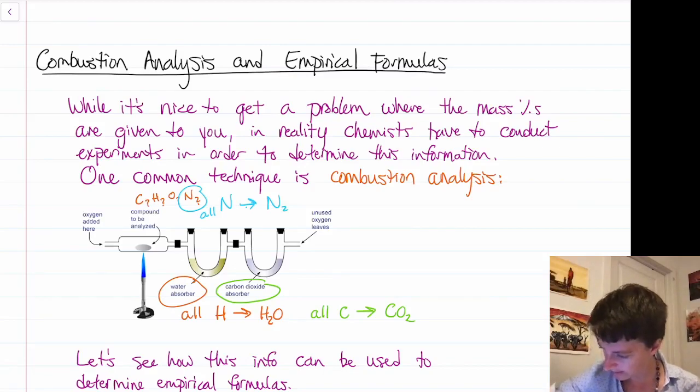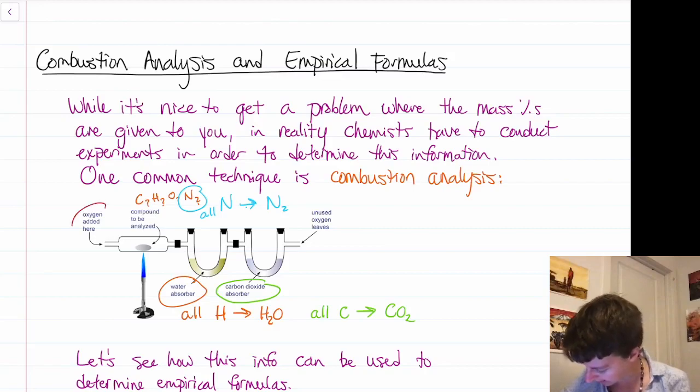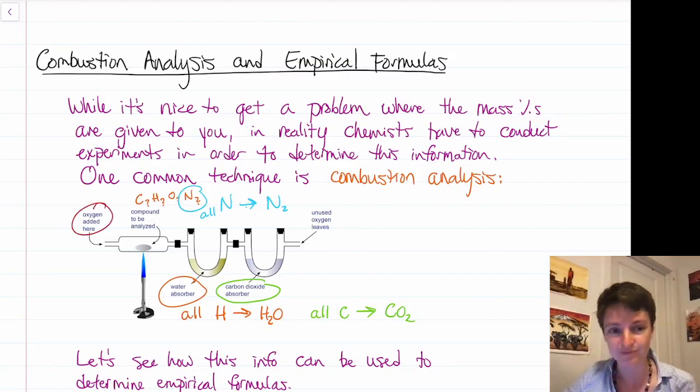Now, what's kind of a bummer about our combustion analysis is that because there's excess oxygen at the start and at the end of the reaction, we're going to have to use a more indirect way to determine how much oxygen must have been present in our original sample. We can't use the amount of oxygen in H2O or the amount of oxygen in CO2 because, again, we can't guarantee that all of the oxygen is forming H2O or CO2.